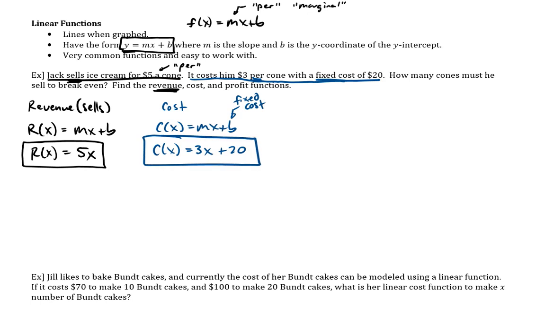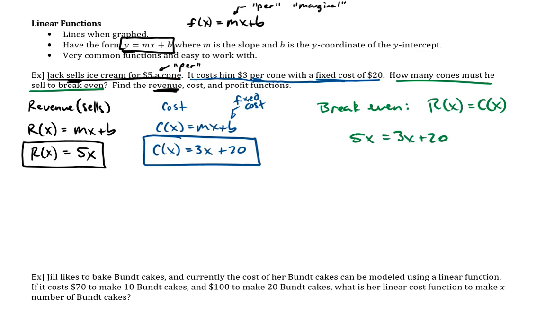Okay, and then the next part is asking how many cones must he sell to break even? So a break even point is where the revenue is equal to the cost. So that means we'll set our two equations equal to each other. So we would do 5x equals 3x plus 20, and then we would solve for x.